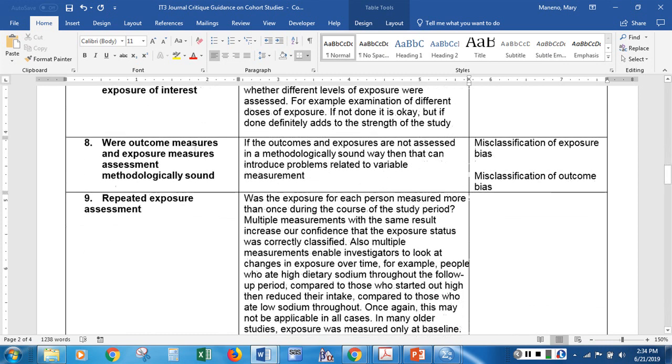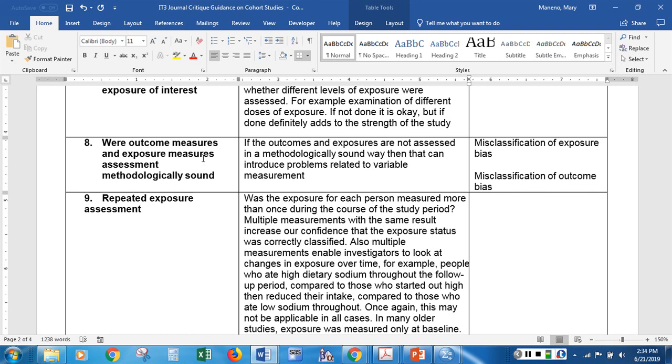Number 8: if the outcomes and exposures are not assessed in a methodologically sound way, then that can introduce problems. This issue addresses whether the outcomes and exposures were assessed in a methodologically sound way. If you recall, this is a point we already brought up in the initial round of review. We said that they used the Apache score to assess covariates. So this point not only applies to outcome and exposure measures, it also includes covariates.